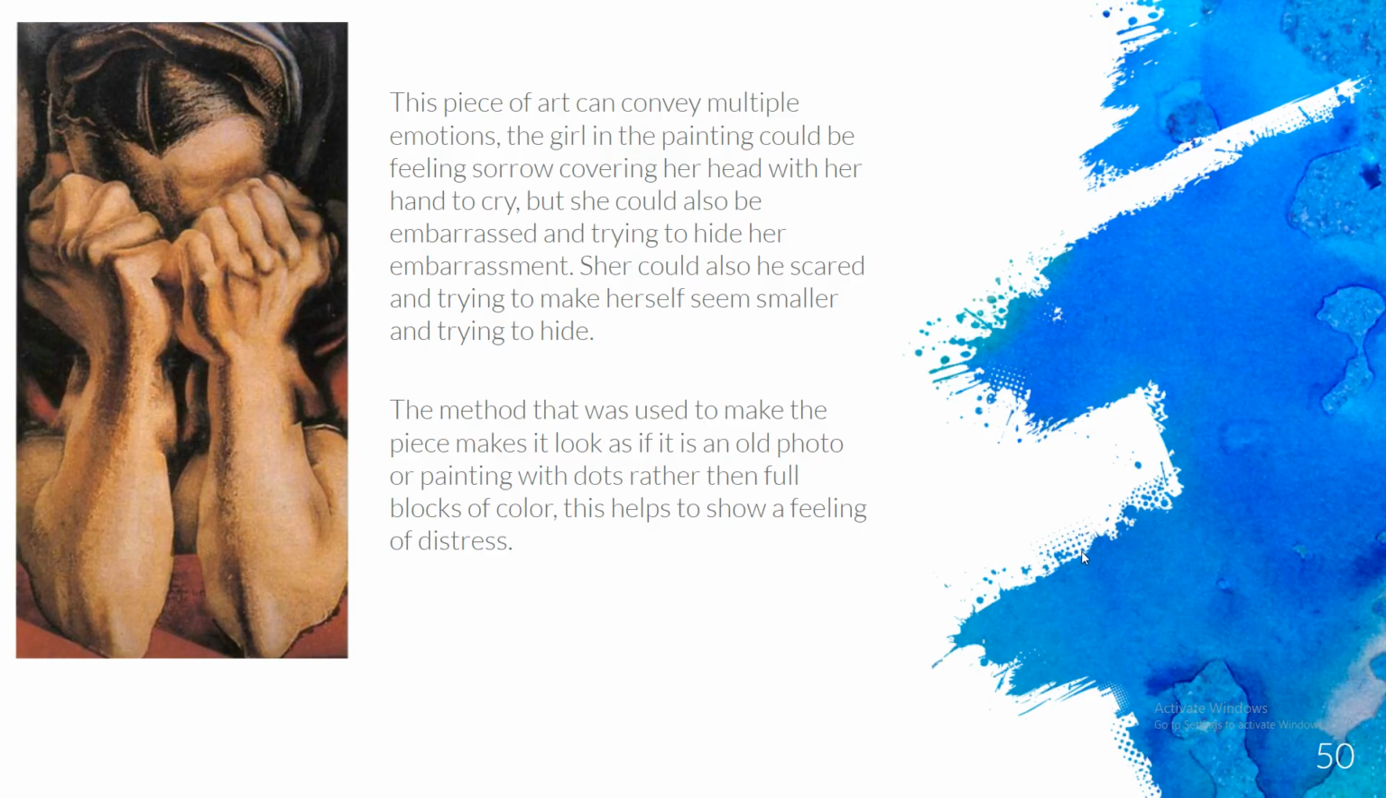This piece of art can convey multiple emotions. The girl in the painting could be feeling sorrow, covering her eyes with her hand to cry, but she could also be embarrassed and trying to hide her embarrassment. She could also be scared and trying to make herself smaller and trying to hide.